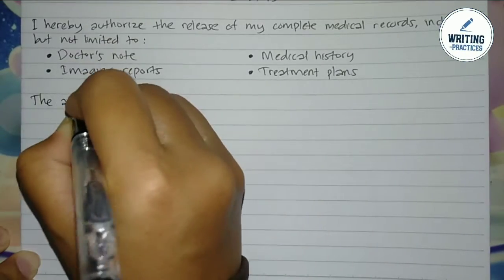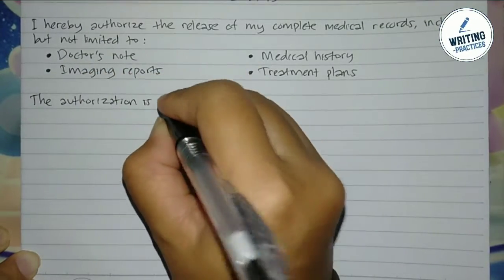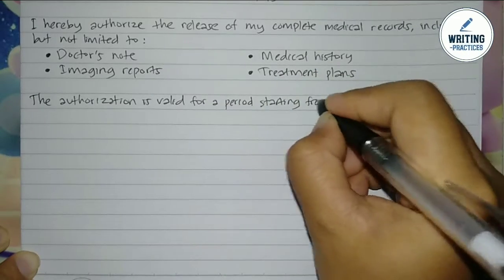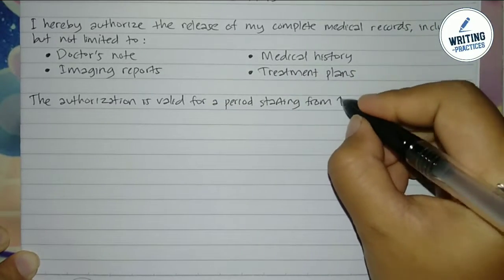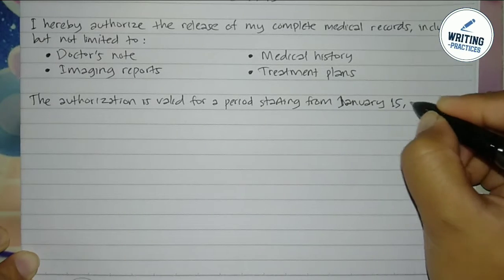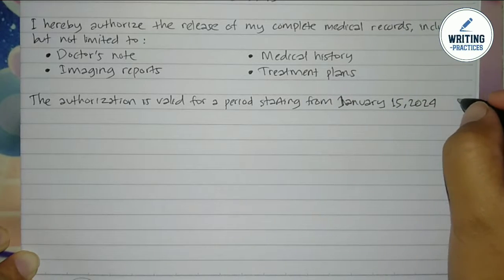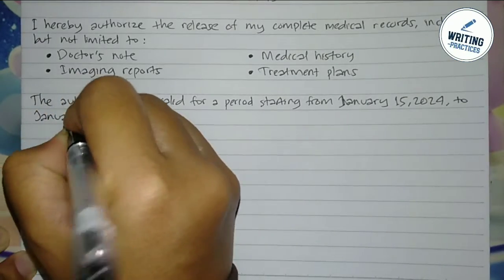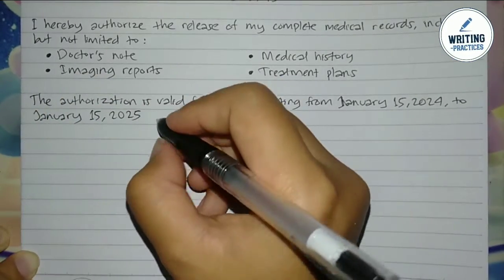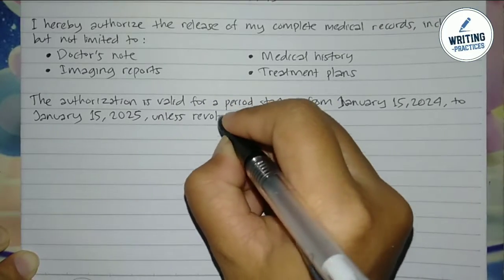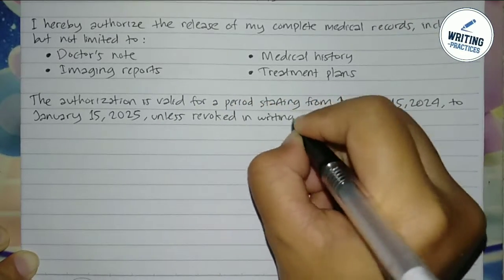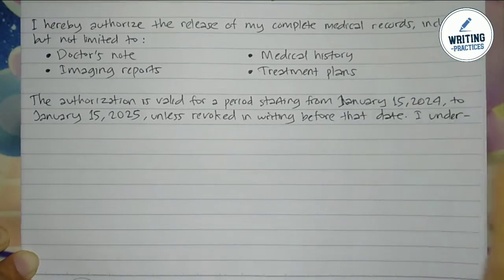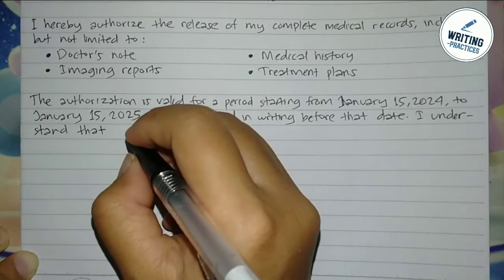In the fourth paragraph, write about authorization duration. Indicate the start and end date of the authorization period. And you have to mention that the authorization is valid unless revoked in writing before the specified end date. You need to use the full format of month, date, and year for both dates. Here is the example. This authorization is valid for a period starting from January 15, 2024, to January 15, 2025, unless revoked in writing before that date.